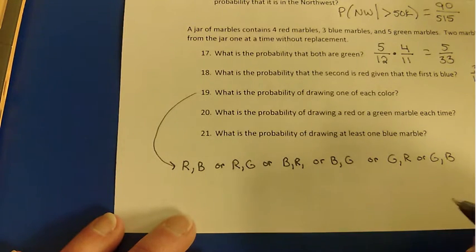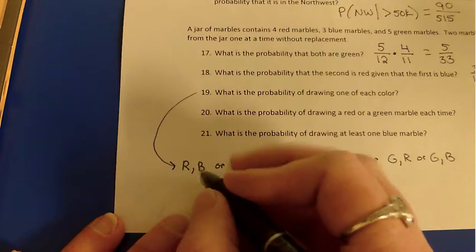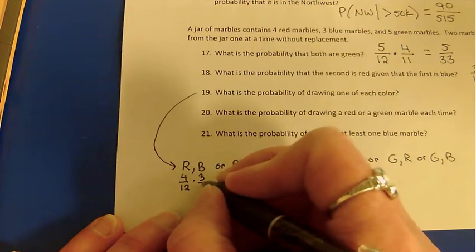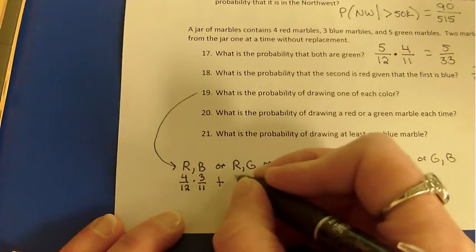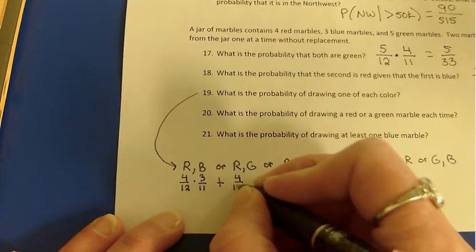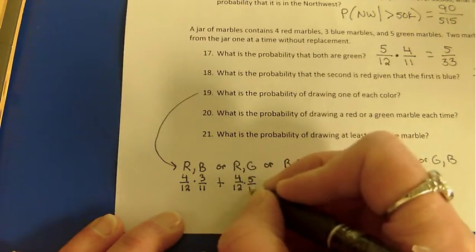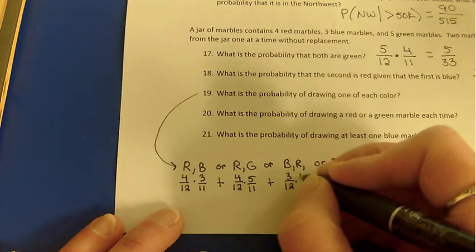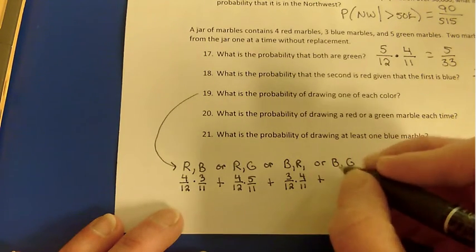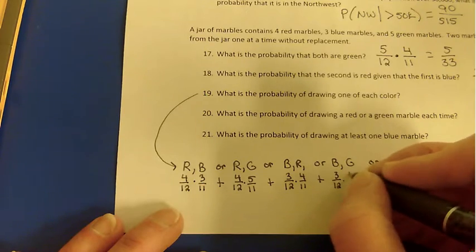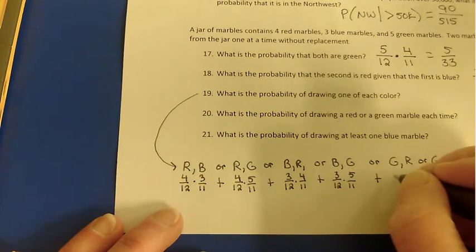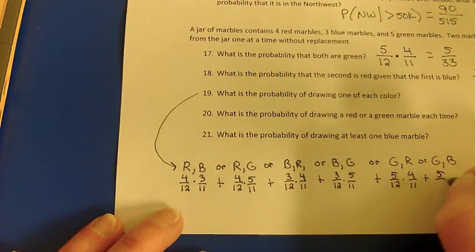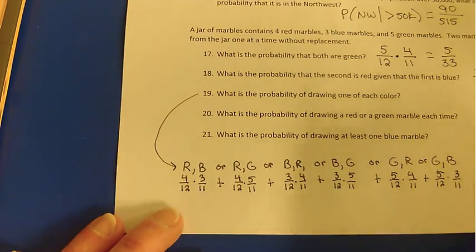This one's really tricky. So red then blue, that would be 4 out of 12 times 3 out of 11. 4 out of 12, 5 out of 11. 3 out of 12, 4 out of 11. 3 out of 12, 5 out of 11. 5 out of 12, 4 out of 11. 5 out of 12, 3 out of 11.